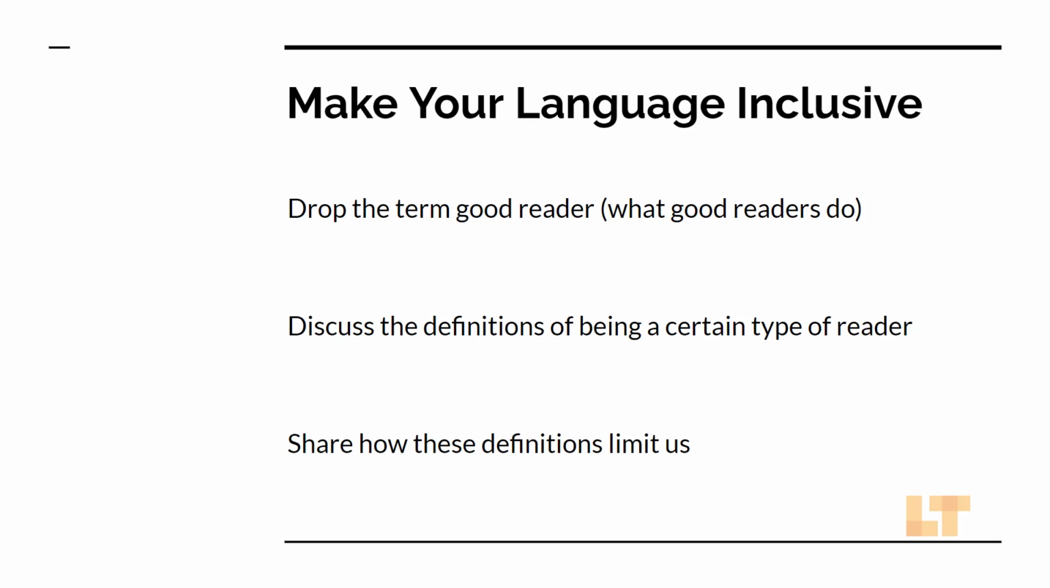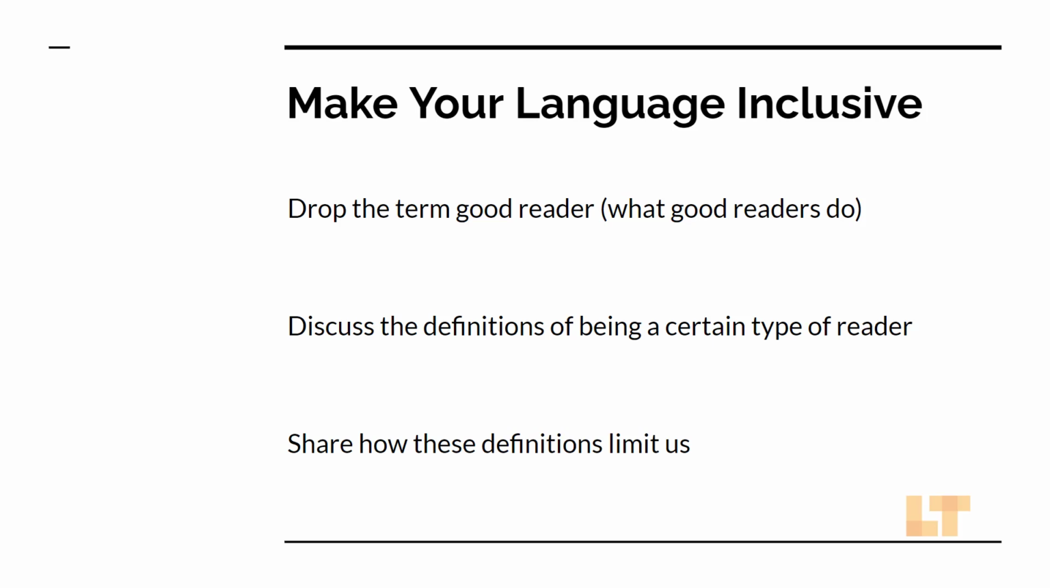So if a kid is saying to you, I think a poor reader is somebody who, I'm thinking about Nolan from a previous video, right? I think a poor reader is somebody who really takes their time when they're reading and really thinks about what they're reading. You can talk about how, hey, my definition is that's something a really great reader does. And so talk about how these definitions of what it means to be a certain type of reader really limit us, because at any particular moment in time, we're all on a continuum with a given piece of text, right?